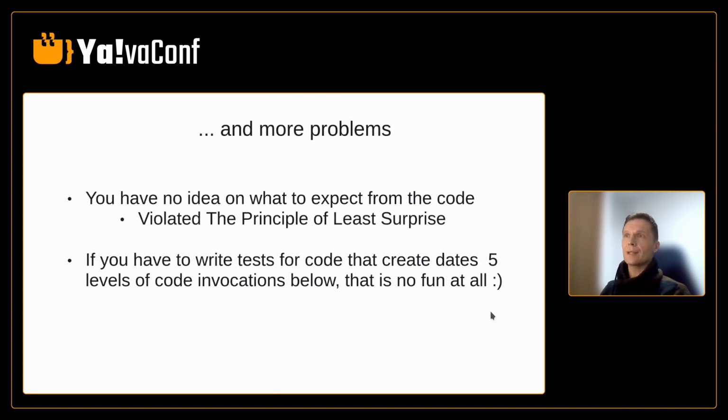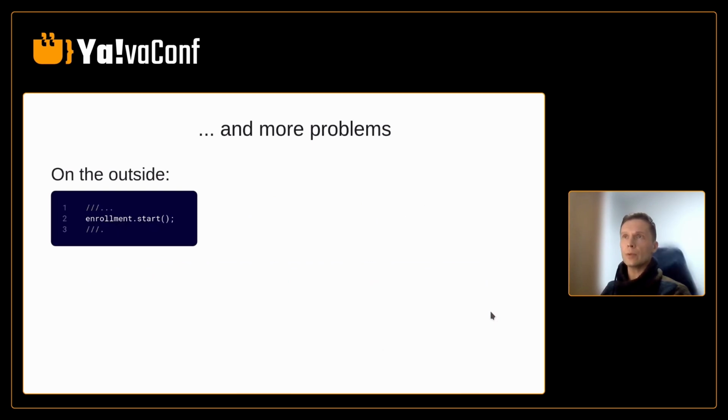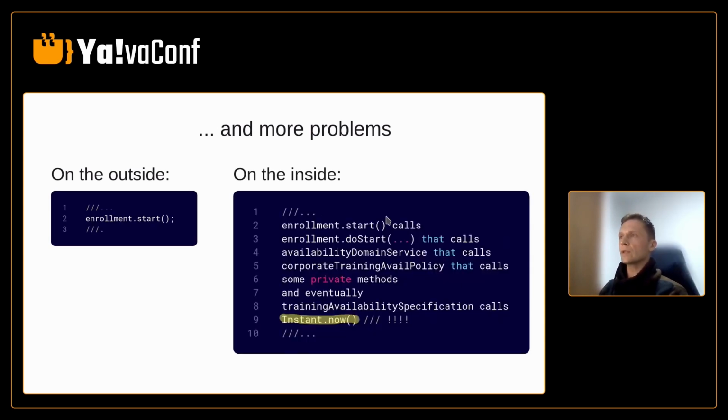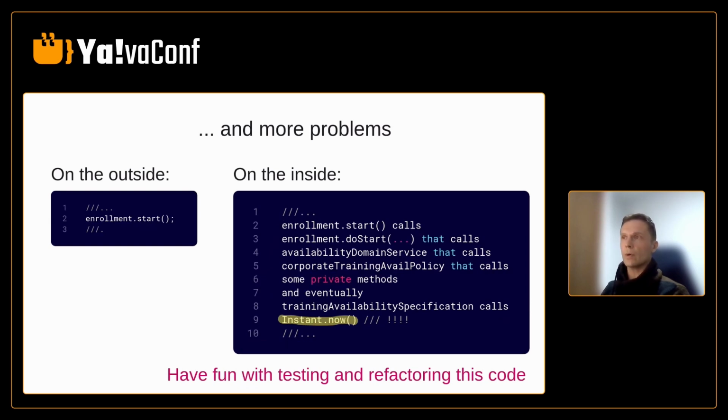And to leave you with the last thing about writing code in this way: we violate the principle of least surprise. We take a look at this piece of code and we say, oh yes, this bug will take 1 hour. Then we go inside and we see a stack trace of 7 layers underneath. And then we discover that, 7 layers down, someone created Instant.now. So now have fun testing and refactoring this code. Essentially, I had to do this years ago, and I hated the guy who wrote this code.